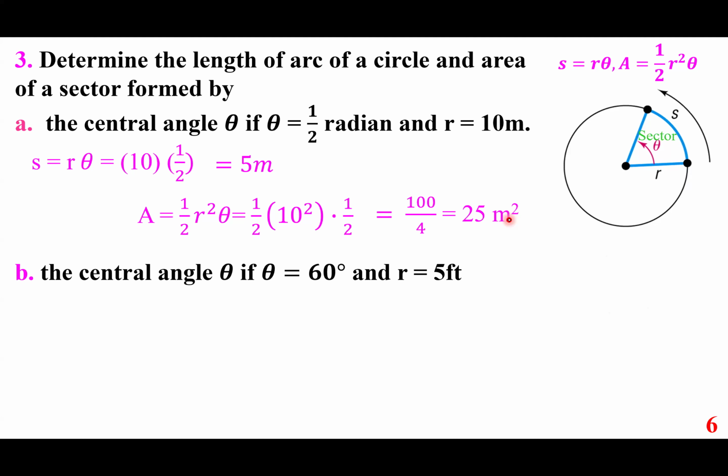Now, in this case, we use the same formula. However, the angle must be in radians and it's not. You change it, and 60 degrees is pi over 3. It's one of those common arcs. It helps if you know that, okay?